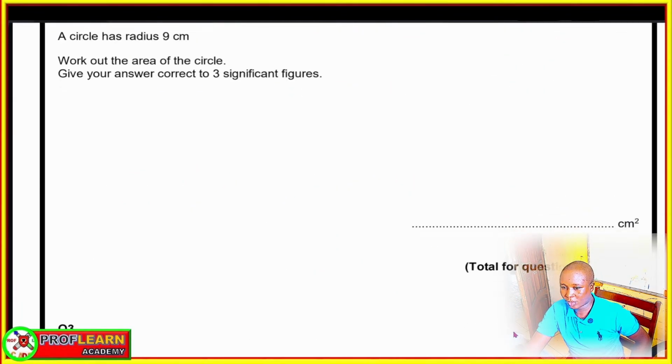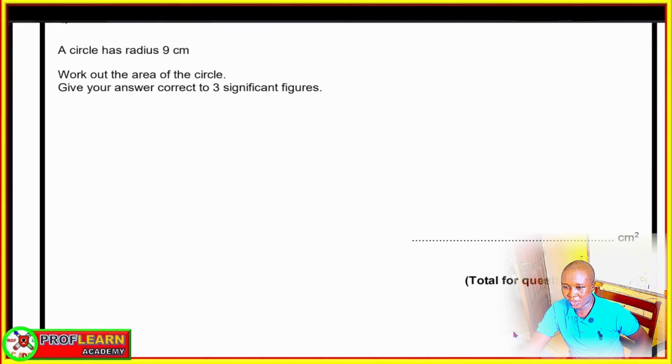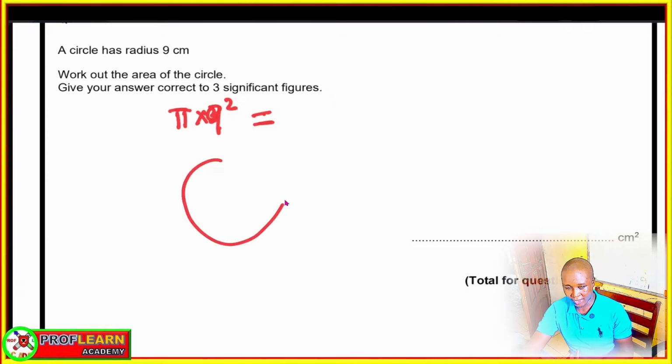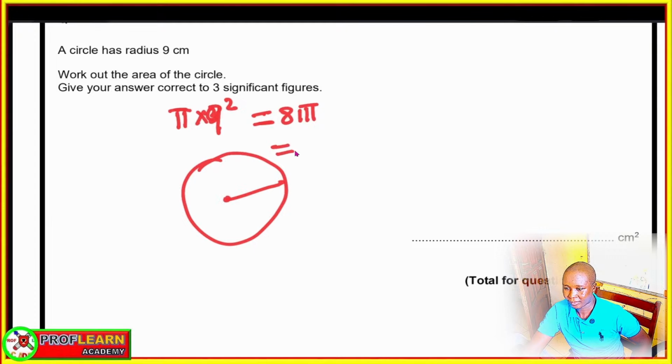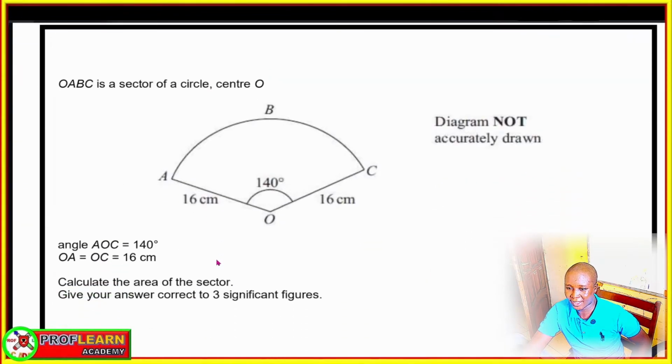Question number 2, I want you to try it out. If you are given the radius 9, this one we're not going to find the diameter or radius, now we're given the radius directly. We're going to use 9 the way it is, so 9 squared times pi, and to 3 significant figures this is going to be 254 centimeters squared. We substitute it there.